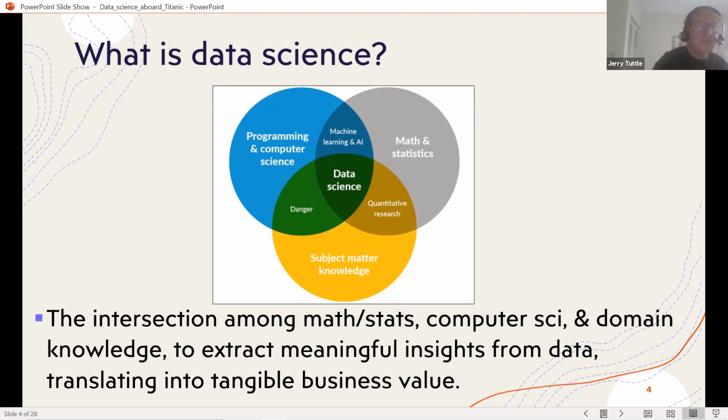So it's generally a very applied subject. There are theoretical data scientists, but really the goal is to get some tangible business value out of the analysis.